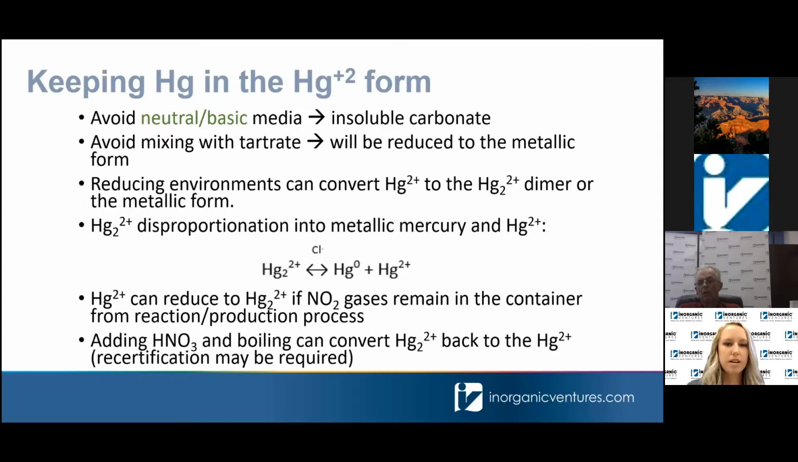Another thing you want to keep in mind is if you have leftover NO2 gases from your production reaction process. You want to make sure that you're heating to expel all of those so that they're not remaining in the container, as those can also reduce the mercury ions to the diatomic mercury. So this can be fixed if you boil the standard with excess nitric acid. This will convert the diatomic mercury back to the ionic form, the mercury 2 plus ionic form.